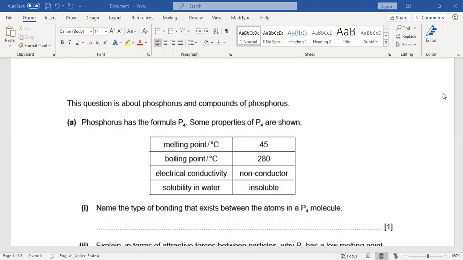Hello, I'm going to share with you how to tackle these questions. It's actually typical of IGCSE questions. It says that we are going to study the characteristics of phosphorus, in the form of P4. P4 is basically a molecule, an atomic molecule of phosphorus.